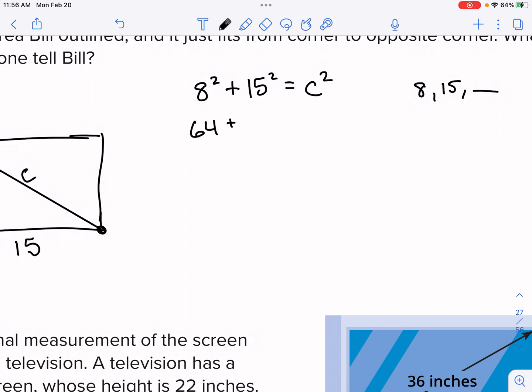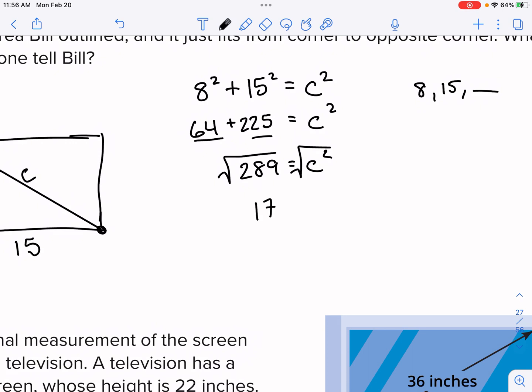This is 64. 15 times 15 is 225. And C squared. These two values, if we add them together, is 289. And if you take the square root of both sides, the square root of 289 is 17. Right, so this is 17 feet. That's equal to C. Right, so the diagonal of the area Bill outlined should be 17 feet if you correctly place that rope.